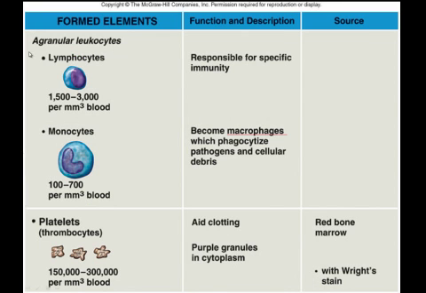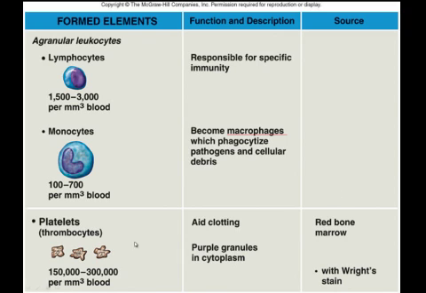2 other types of leukocytes are grouped together as the agranular leukocytes because they do not contain the granules when stained and viewed under the microscope. Lymphocytes and monocytes are agranular leukocytes. Monocytes are interesting because they can actually leave the blood vessels and migrate out into peripheral tissues, and when they are outside the blood we call them a macrophage, and their job is to phagocytize or gobble up pathogens and cellular debris. We'll see a picture of that in just a moment.